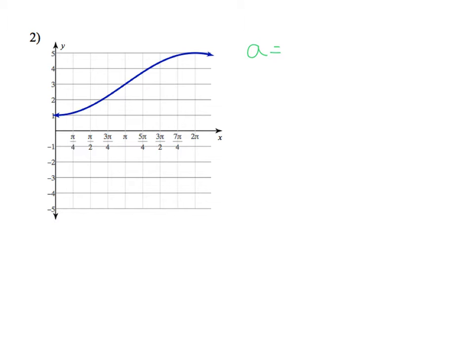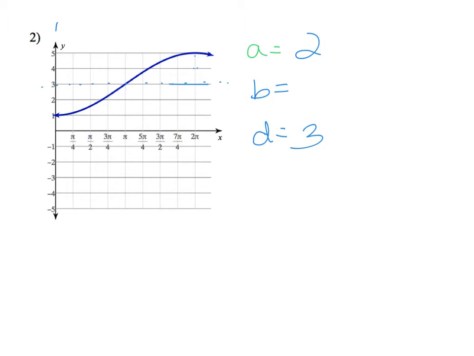Find the equation. So A, B, and D. Those are the only 3 we need here. So looking at this, I like to, again, find the midline first. If you're not sure, max plus min divided by 2. There's the midline. Start here and go up 1, 2. So the midline is 3. The amplitude is starting at the midline. Count 1, 2. Okay, so from here I can decide if it's sine or cosine.